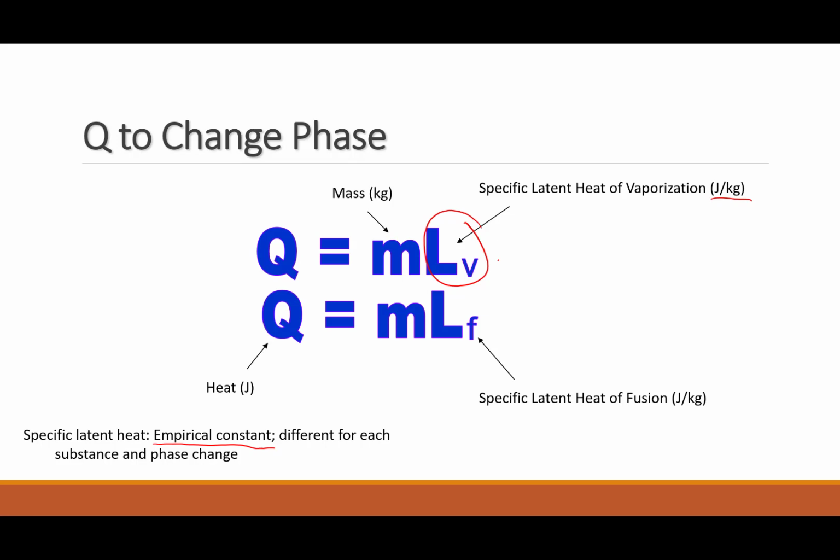Again, there are two different latent heats per substance. There's going to be the latent heat of vaporization for liquid to gas, or vice versa, and the specific latent heat of fusion for solid to liquid or liquid to solid.